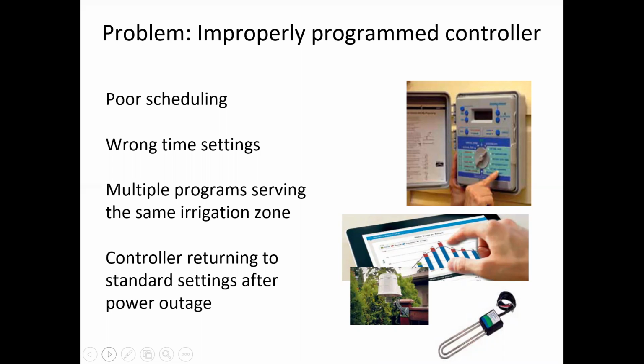Another issue is your controller settings returning to their standard, which would typically be a summer July setting, after a power outage. So that's why it's important to have your backup batteries in there so that things don't go back to July when it's November and PG&E is shutting our power off.